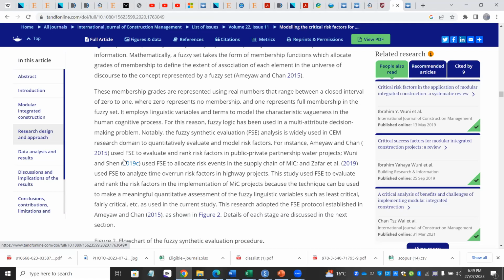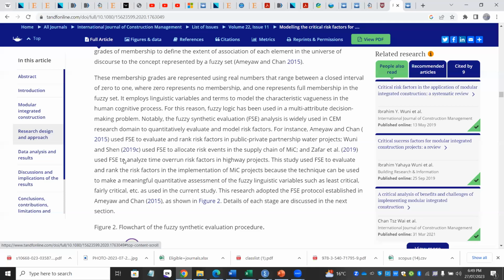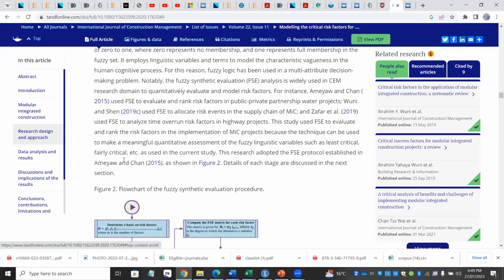This study used FSE to evaluate and rank the risk factors in the implementation of MIC projects because the technique can be used to make meaningful quantitative assessments of the fuzzy linguistic variables, such as least critical failure. In other words, you set a linguistic variable or language for that, based on how people express their opinions, and then you assign values to them. Okay, this research adopted the FSE protocol established in Akomea-Frimpong.